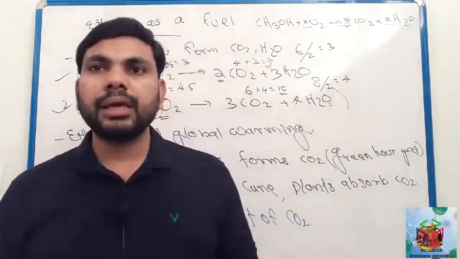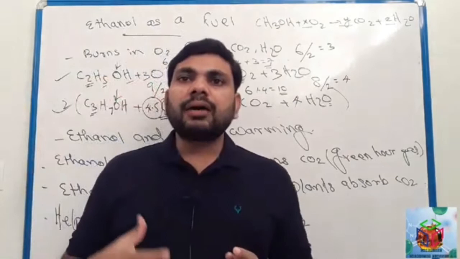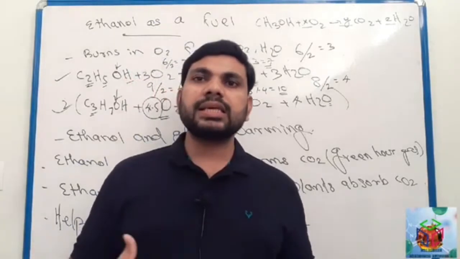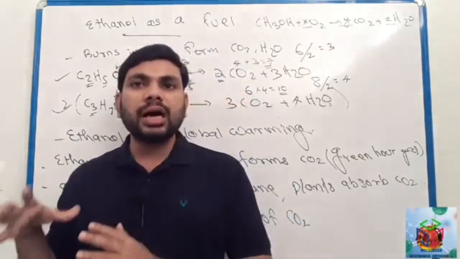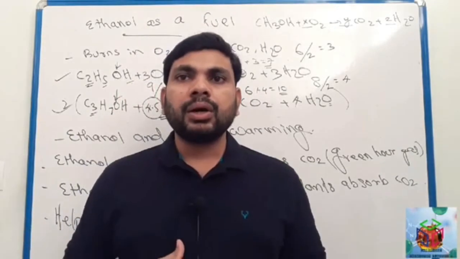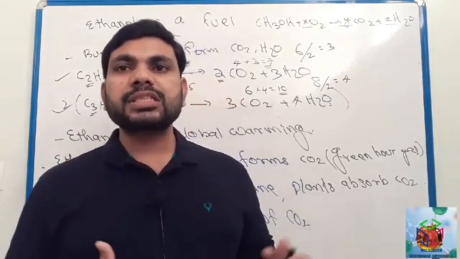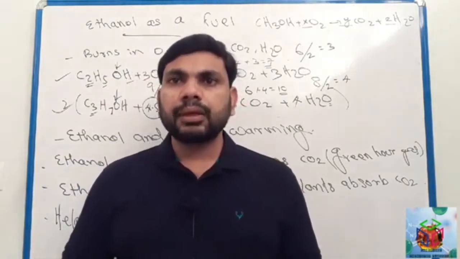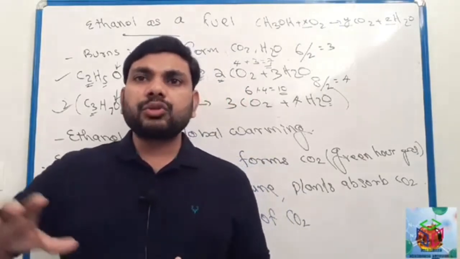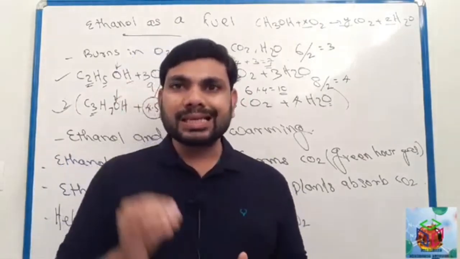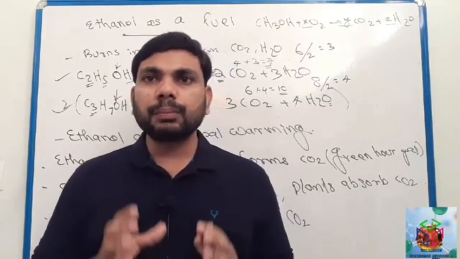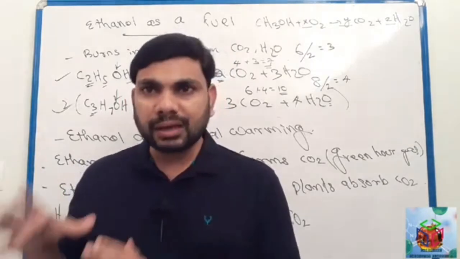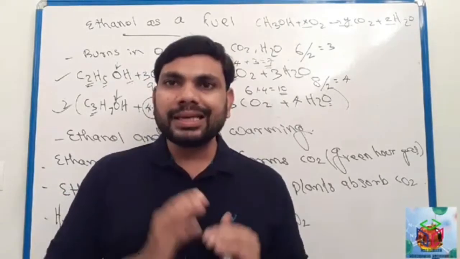Okay, next we have to understand ethanol and global warming. We know fuels after burning produce carbon dioxide and harmful gases. Carbon dioxide is a greenhouse gas. It causes the greenhouse effect and global warming. Normally fossil fuels also produce these types of gases. Compared to other fuels, alcohol produces less greenhouse effect. Why does alcohol produce less greenhouse effect?